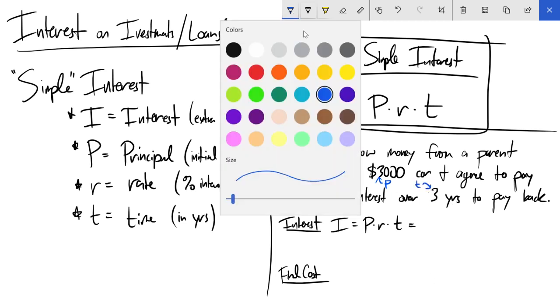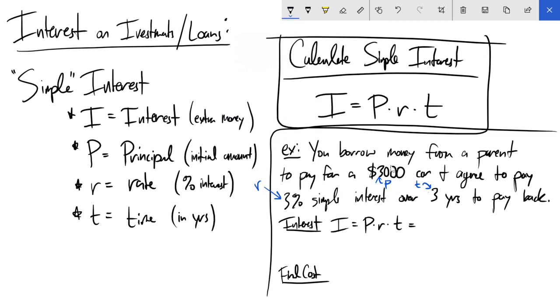Now remember though, we're always going to use percentages in their decimal form. So we would say, okay, so that's $3,000 at 3% interest for, there's a lot of threes here, 3 years. So $3,000 at 3% interest for 3 years. If you calculate that, what does it come out to be? I think it's going to come out to be 270.